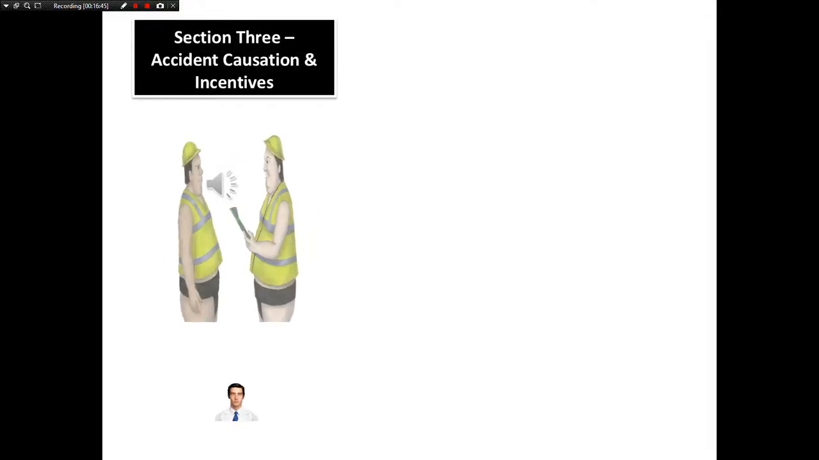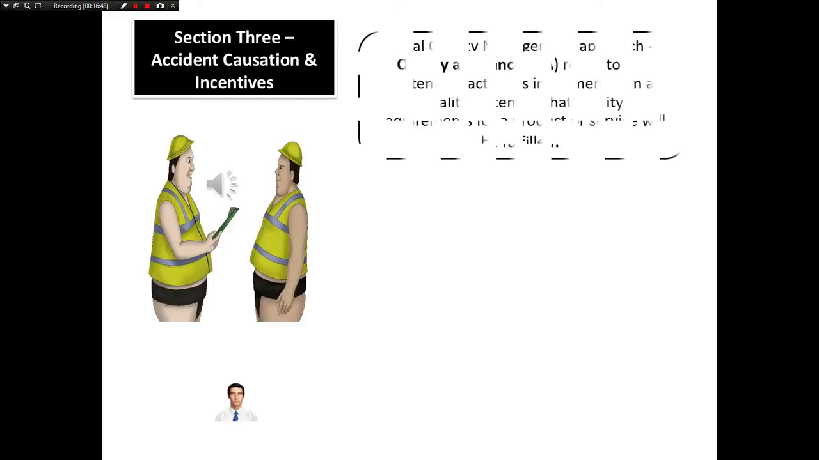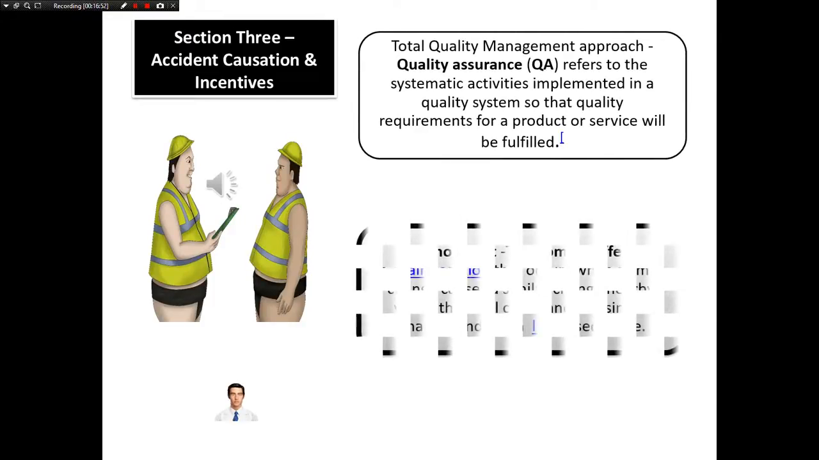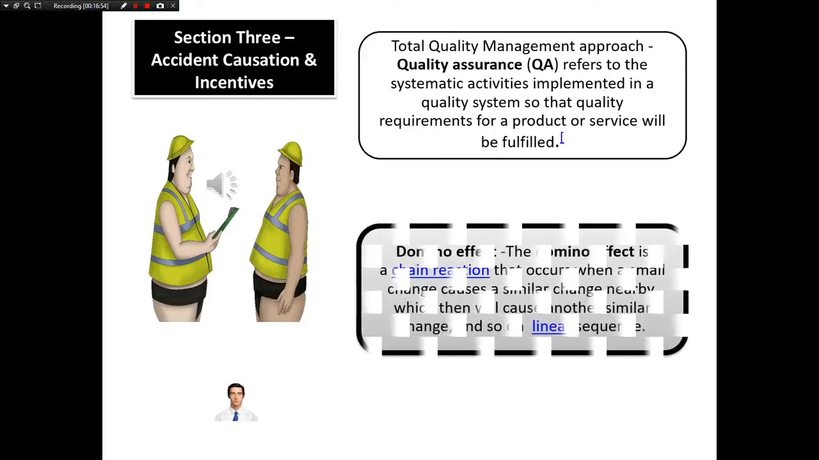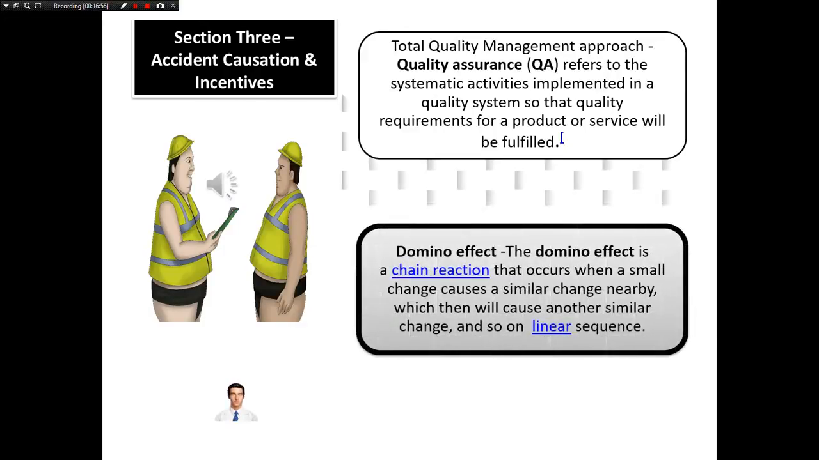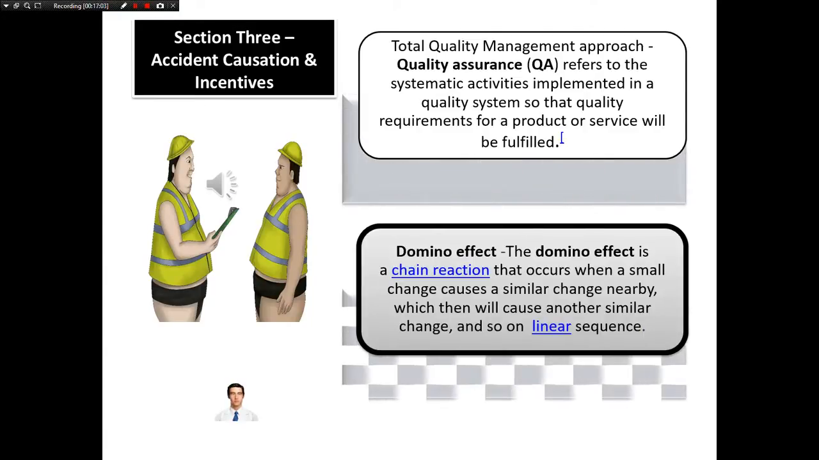Total Quality Management approach: quality assurance, QA, refers to the systematic activities implemented in a quality system so that quality requirements for a product or service will be fulfilled. Domino effect: the domino effect is a chain reaction that occurs when a small change causes a similar change nearby, which then will cause another similar change, and so on, in a linear sequence.